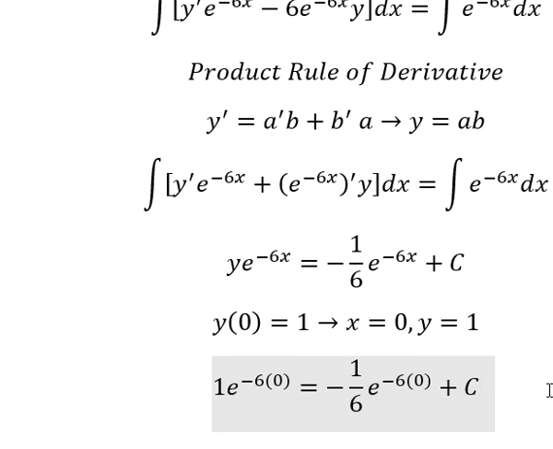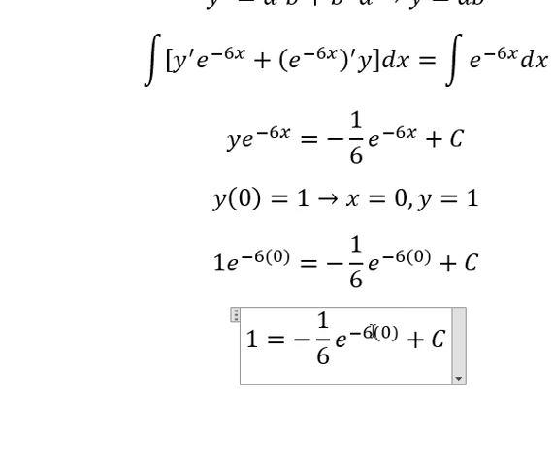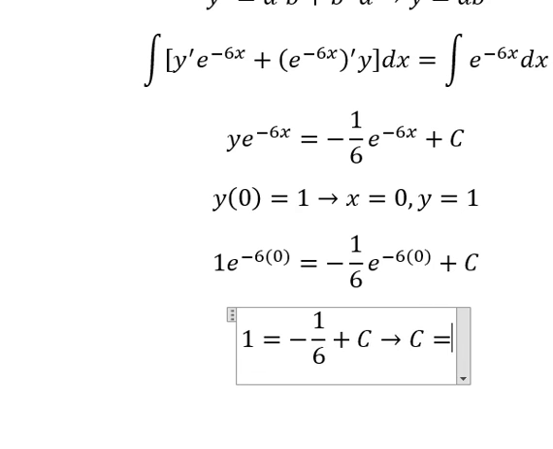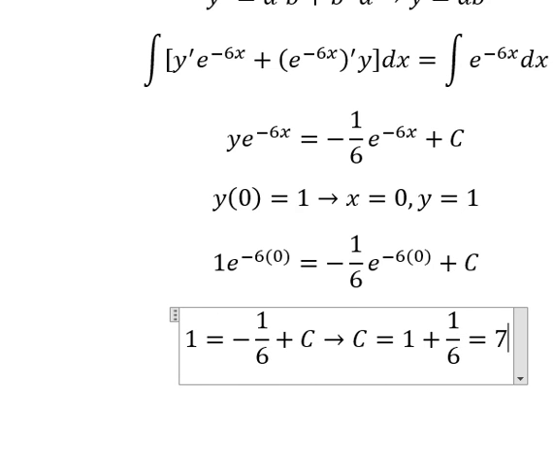Now, if we simplify, we have like this. We put negative 1 over 6 to the left. And now we have c equals 1 plus 1 over 6. And then we have 7 over 6. And now we put this one going here.